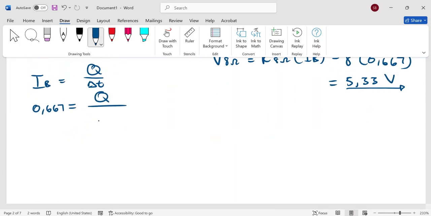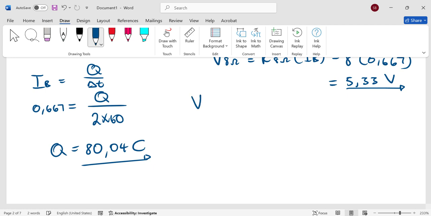So that's 2 minutes times 60. And I get my charge as 0.667 times 120, and that gives me an answer of 80.04 coulombs. Now I can go to V equals W over Q.